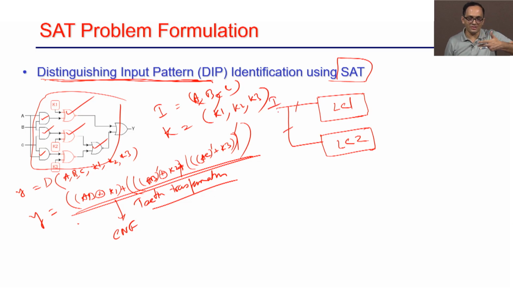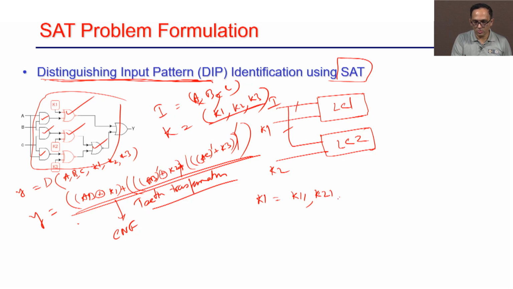So, here there are three signals effectively. I will give the same ABC to both circuits. I create two copies of the key, okay. One copy is called K1, the other copy is called K2, which is very simple. So, effectively I have K1, K2, K3, right, there are three inputs. So, K1 is basically K11, K21 and K31. Effectively I just add 1 to all the keys, and K2 is basically K12, K22 and K32.